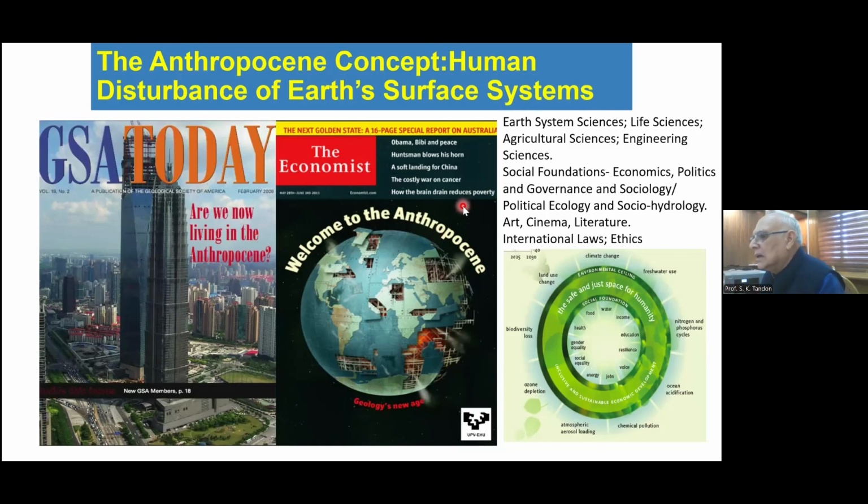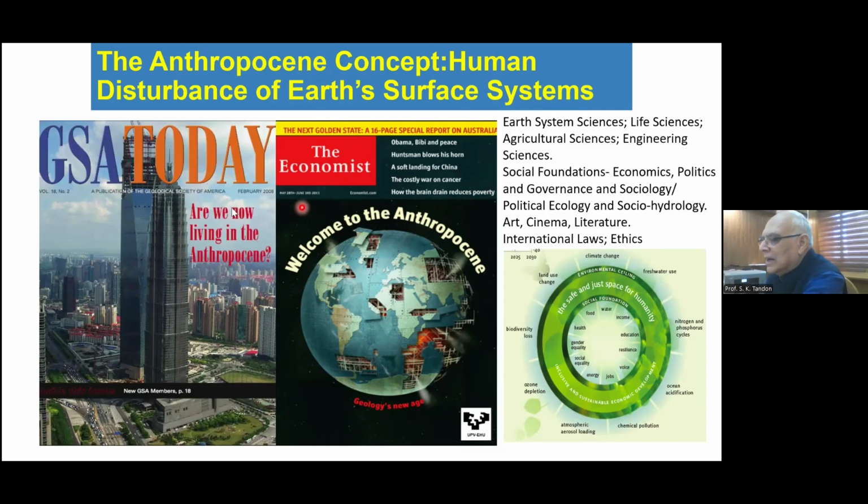human agency has disturbed the Earth's surface systems. It has impacted several disciplines: Earth system sciences, life sciences, agricultural sciences, engineering sciences. It has impacted the social foundations as well in terms of governance and policy frameworks, economics, politics, sociology, political ecology, socio-hydrology, art, cinema, literature, international laws, ethics. It's pervasive now.